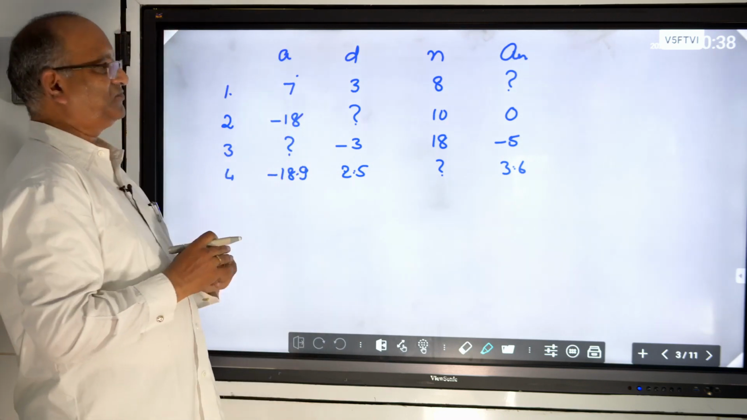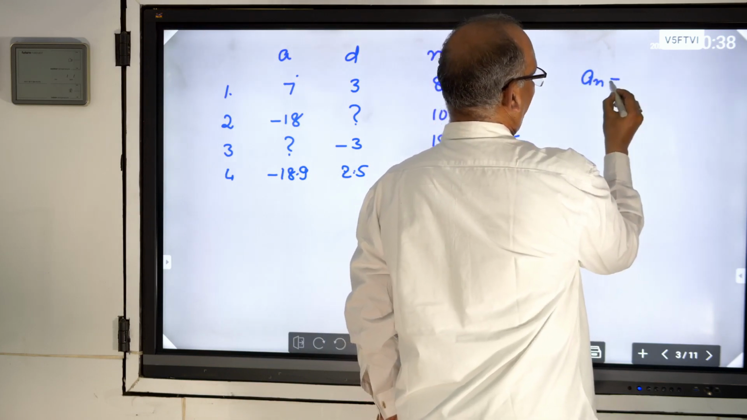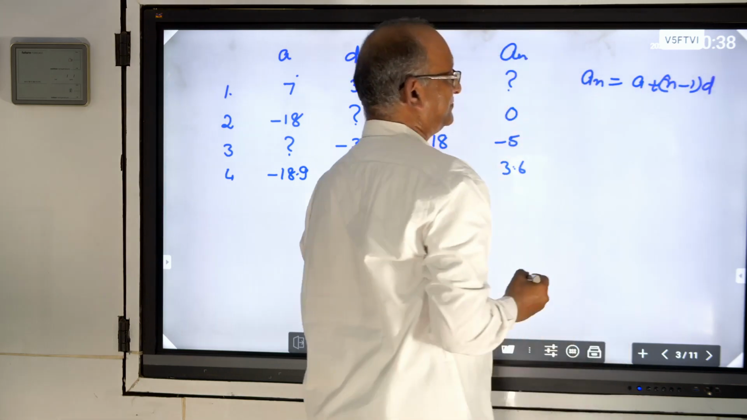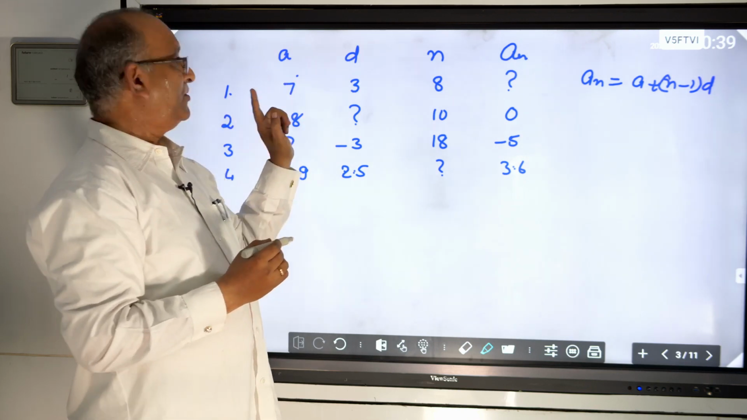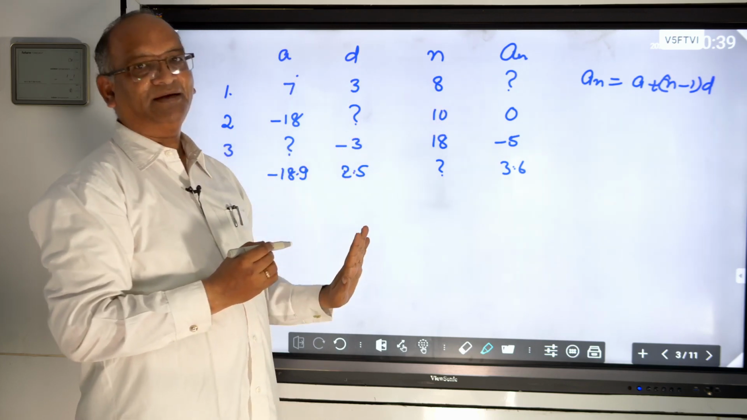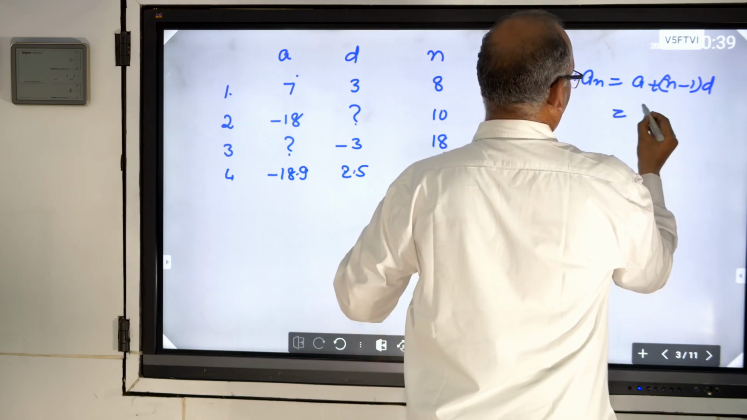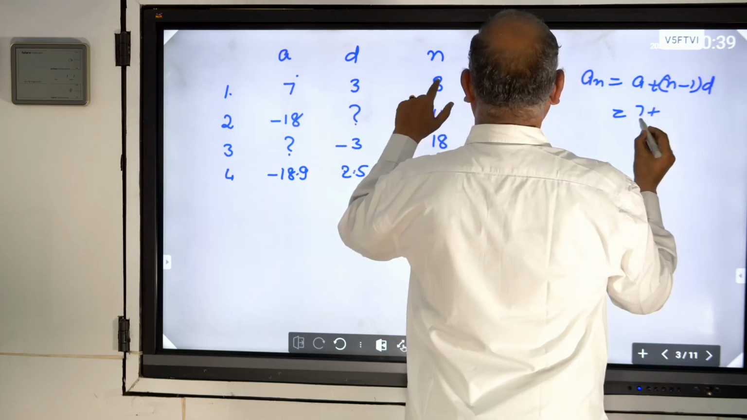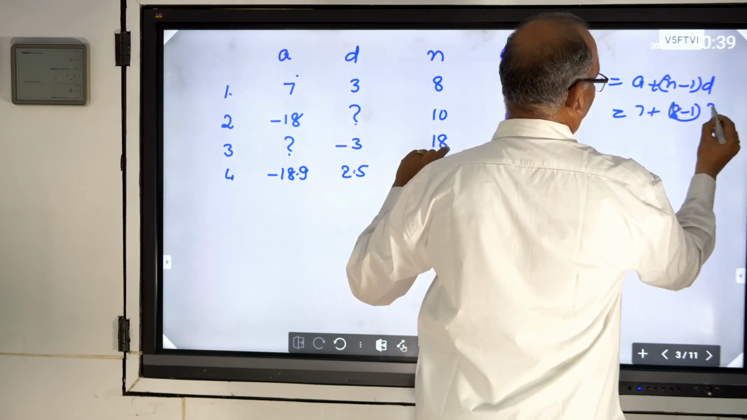Let us begin with the first one. The formula which we have learnt is an is equal to a plus n minus 1 into d. Now, what is this 7? It is a1. What is d? It is 3. What is n? It is 8. We want to find out an. So, substitute the values. We are going to get 7 plus n minus 1, what is n? 8. 8 minus 1 into d, that is 3.